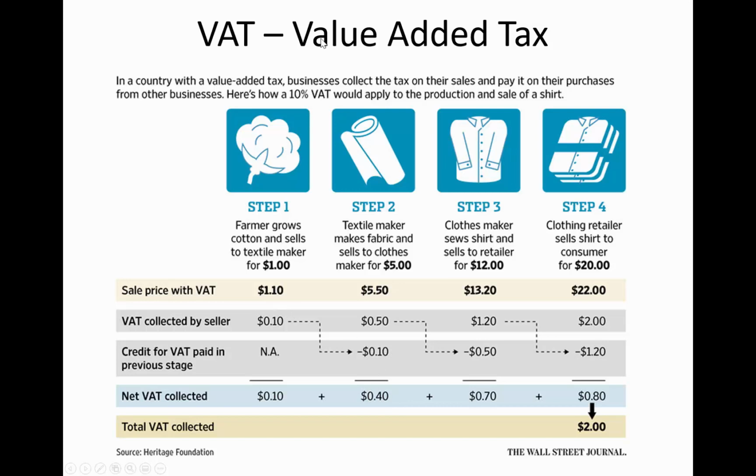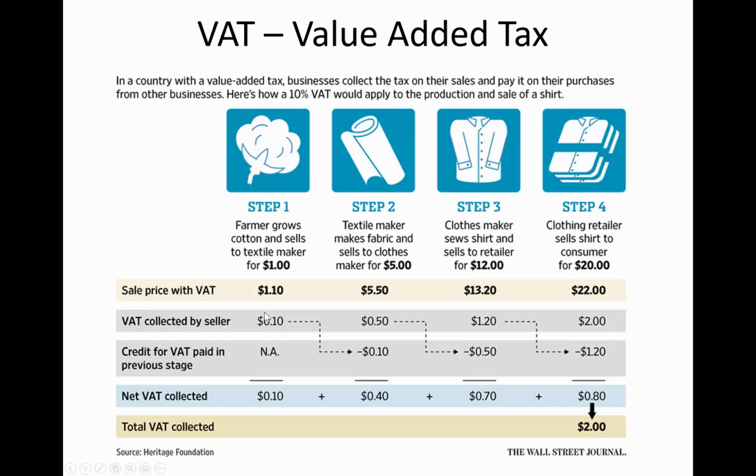And so this is called value added because the tax is only applicable to how much value you add to the item, increasing the item's value, for lack of a better word. The difference between $1 and $5, what this textile maker did was take some raw material and turn it into something more valuable. And so they increased the value of that thing. And so 40 cents is how much net they give to the government because they get to deduct the previous VAT that they paid.